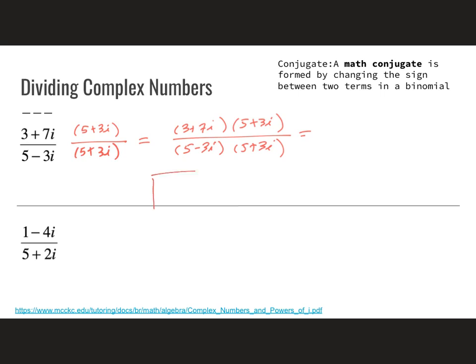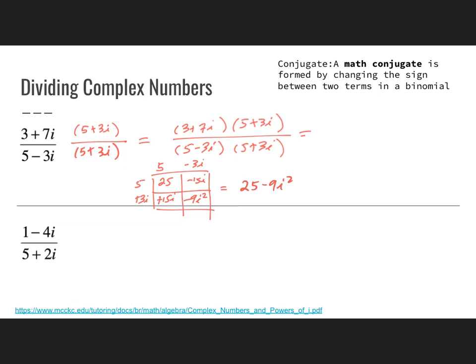So when I multiply these conjugates together, something really cool happens. So I have 5 minus 3i, 5 plus 3i. So I'm just multiplying my denominators together. So I have 25, negative 15i, positive 15i, and then this gives me negative 9i squared. And so what I actually notice is that these middle terms cancel each other out. And so what I'm left with is just 25 minus 9i squared.